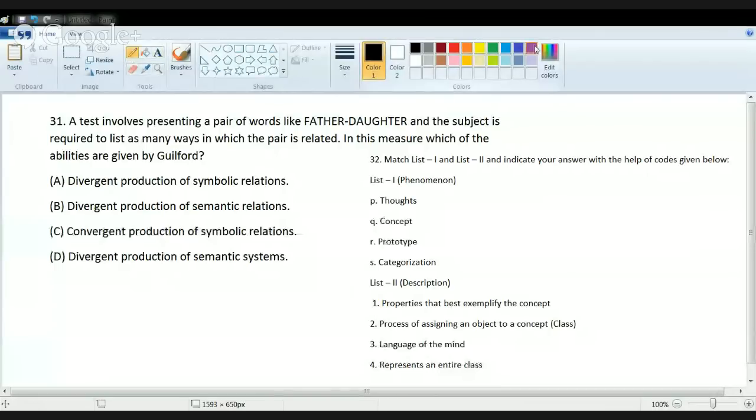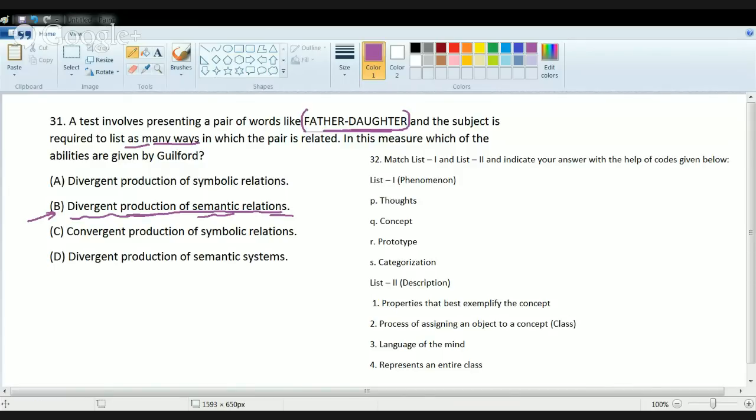A test involves presentation of pair words like father, daughter, and the subject is required to list as many ways in which they can pair the relationship. So if the subject is being asked to pair in as many ways as they can, that means it is talking about divergent production, or the main focus is on creativity. And since the words are father, daughter, they have their meaning in themselves. So it's kind of semantic. So it's a kind of divergent production of semantic relationships.